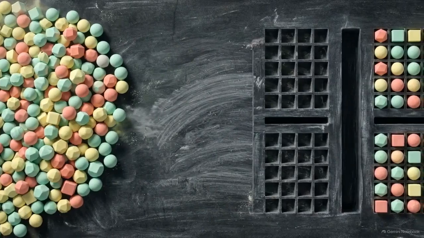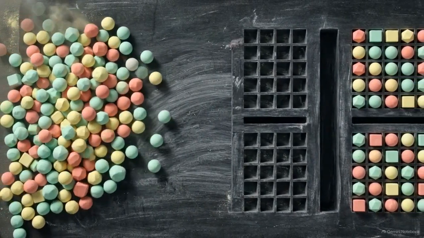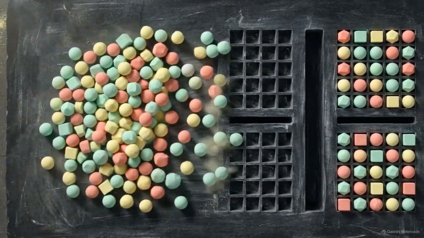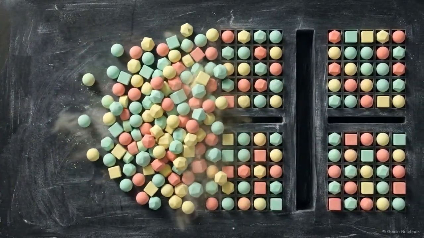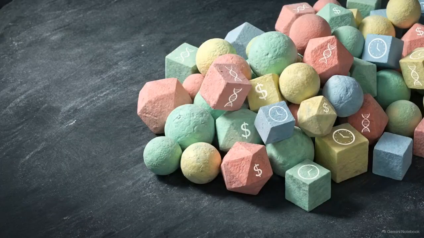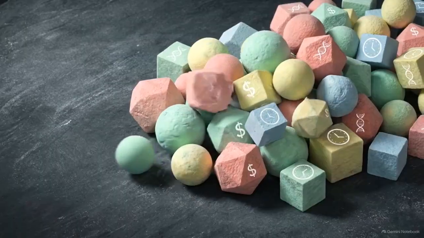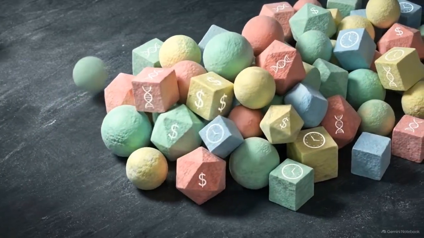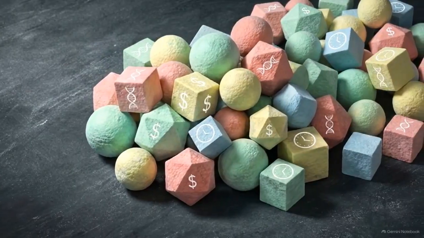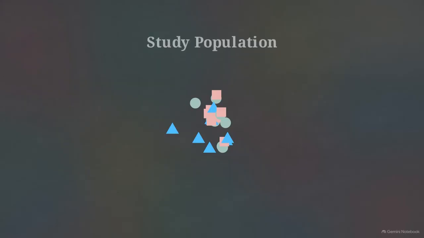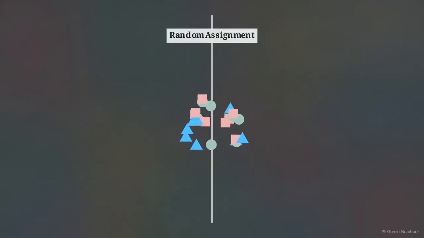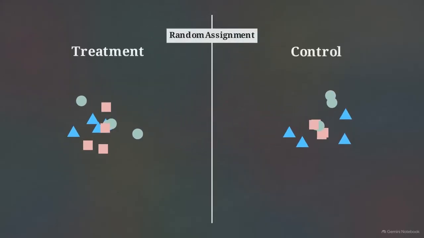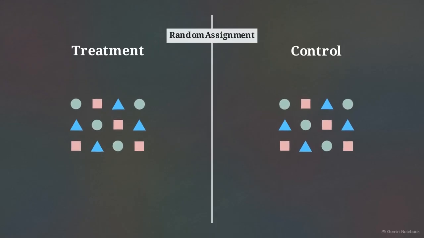A randomized controlled trial steps away from the single unit and uses a physical mechanism to solve the missing data problem at the population level. Take a large population. Every unit inside it holds vast hidden complexities: genetics, income, daily habits, environmental exposures. When pushed through a random assignment mechanism, the population shuffles into a treatment group and a control group. By pure chance, hidden complexities mirror each other across the divide.